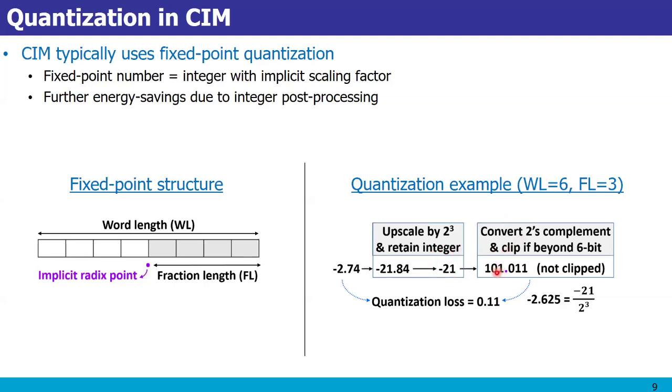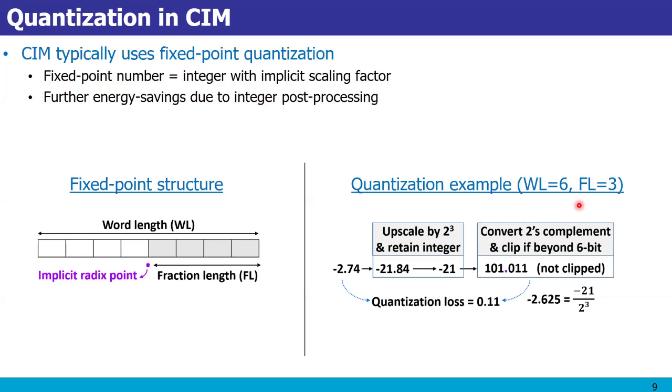In this case, there is no clipping required because 21 itself can be represented in 6-bit 2's complement. So you have represented minus 2.74 as an integer, which is 21, with an implicit scaling factor of 8. That's how fixed point works. And yes, this process incurs a bit of quantization loss if you convert back into the fraction because of this discarding. But by choosing the word length and fraction length appropriately, this can be kept to a minimum and almost has no impact on the network accuracy in most cases.